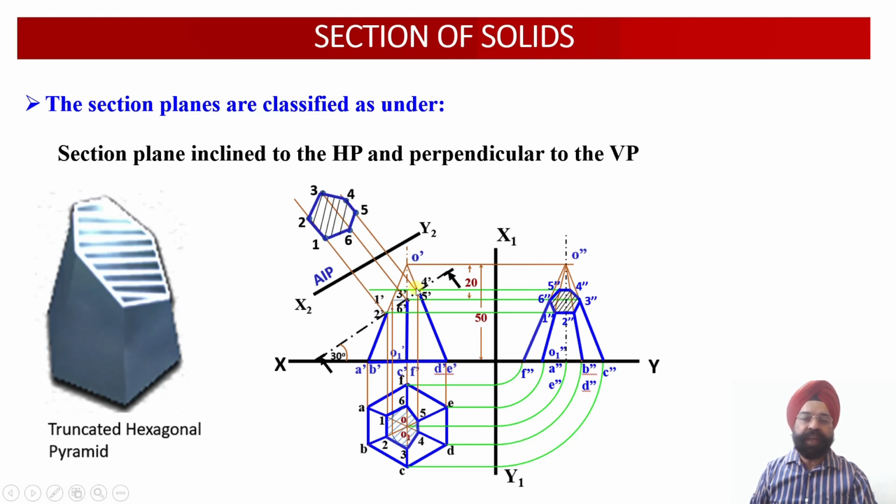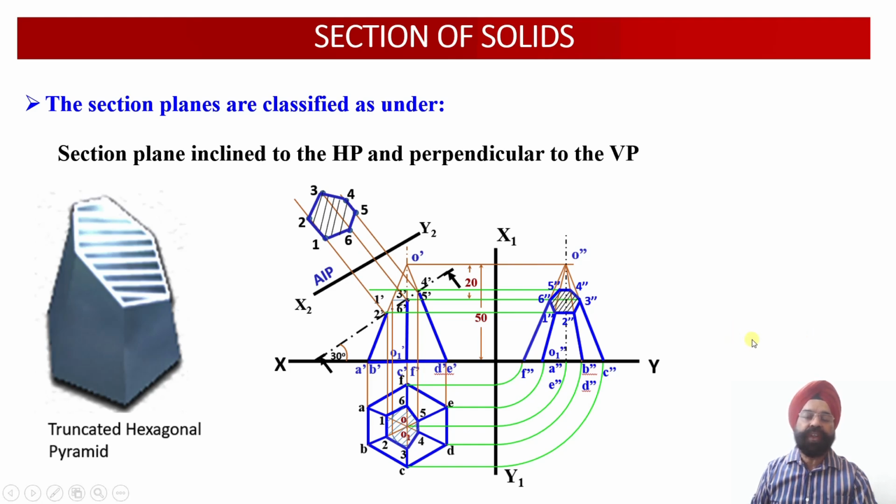And again we can check, because the angle of inclination of this plane with respect to the profile plane is more, so the shape obtained is even shorter, whereas over here with the HP the angle of inclination is less, so that is why the shape obtained in the top view is bigger than the apparent shape which is obtained in the side view.